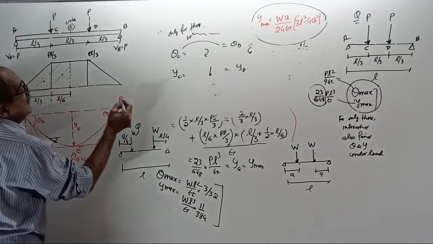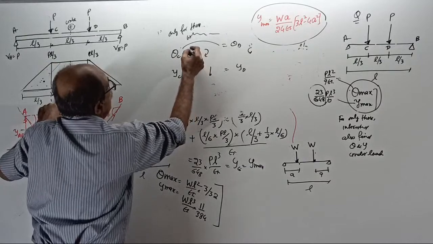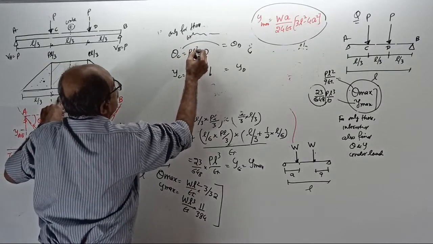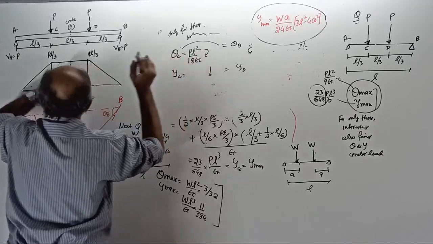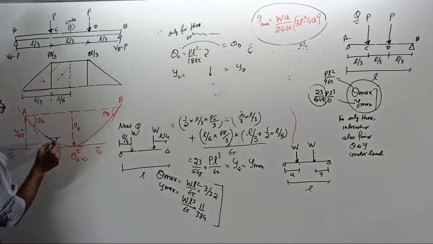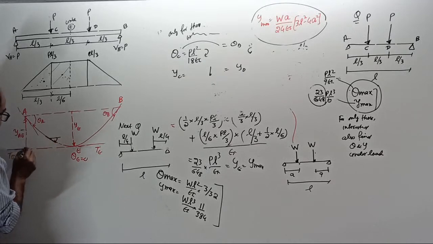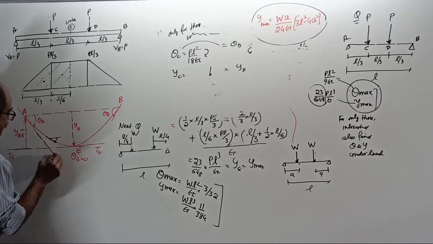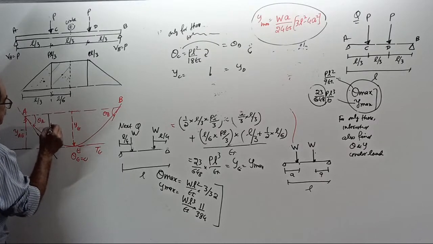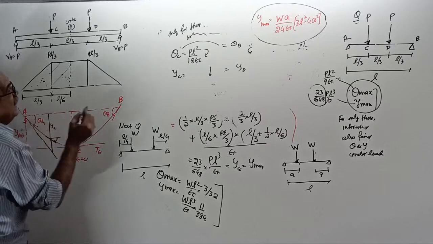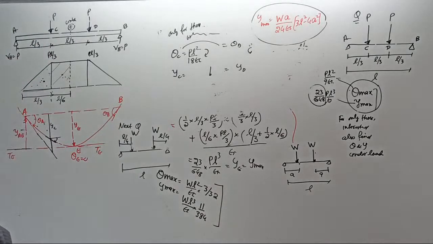You get the answer. Theta C will come PL square by 18 EI. And to find deflection, find the deflection of this point with respect to the tangent at A. Remember, you find this one, then this is the required YC. Then apply trigonometry and get YC. So those who are serious, try it.